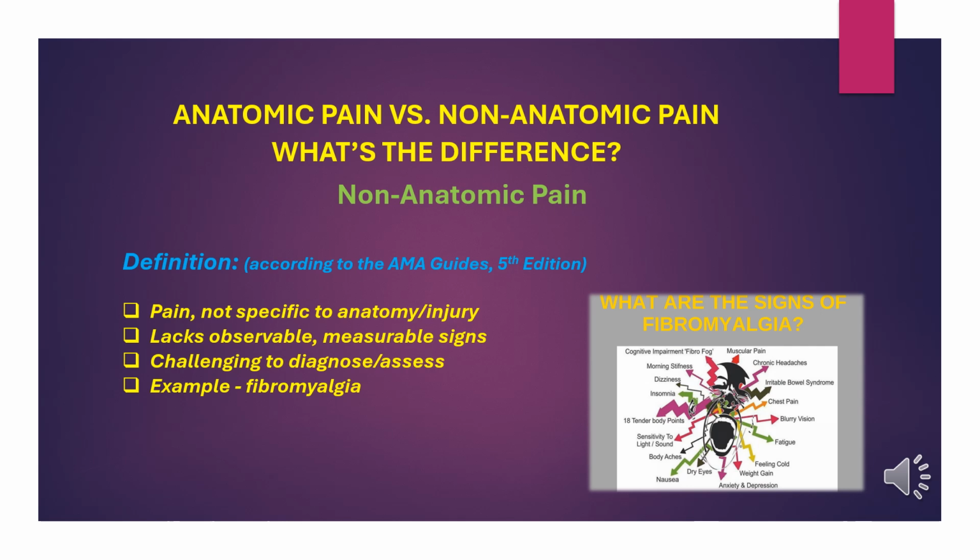Okay, now let's contrast this with non-anatomic pain. First of all, non-anatomic pain, according to the AMA Guides, 5th edition, is defined as pain that cannot be attributed to a specific anatomical structure or injury. This type of pain often lacks observable signs and measurable indicators, making it more challenging to diagnose and assess. Some examples we will discuss, but one of them is fibromyalgia and chronic pain syndromes.